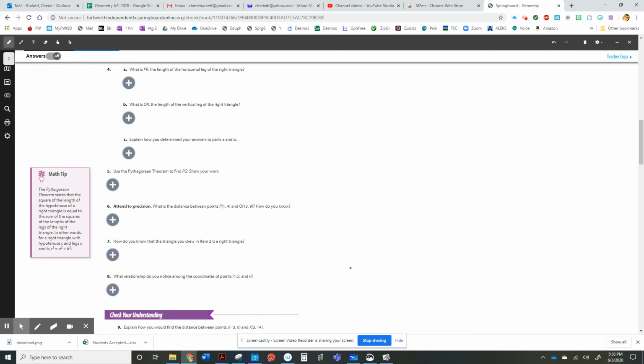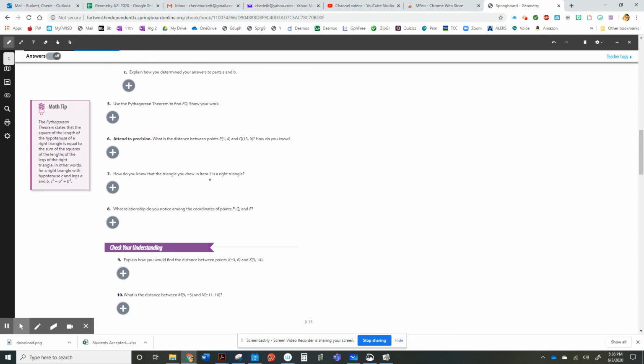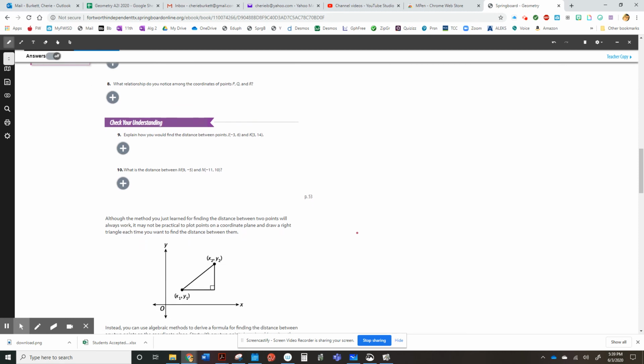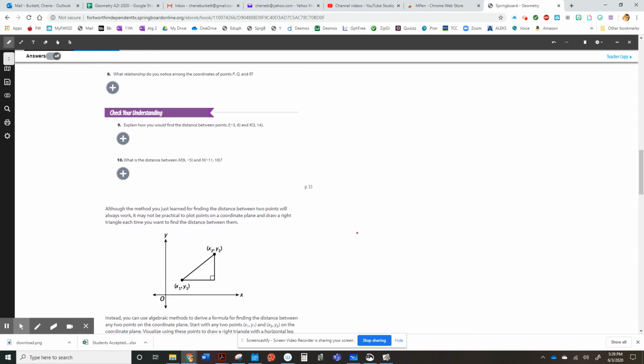Now, let's say they want you to do it again. No, same one. How do you know the triangle you drew is a right triangle? We already talked about that because the vertical line is always perpendicular to a horizontal line. Explain how you would find the distance between those 2 points. Well, we would do the same thing that we did. We would plot them. We would find how far apart the x values were, how far apart the y values were, use the Pythagorean theorem, and go from there.